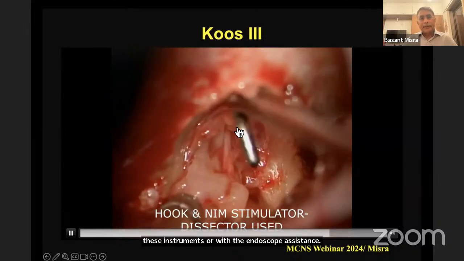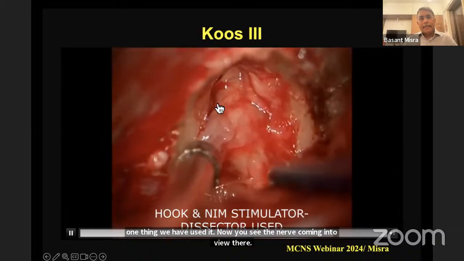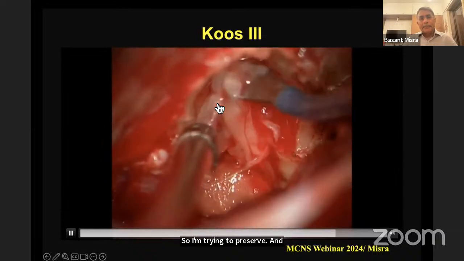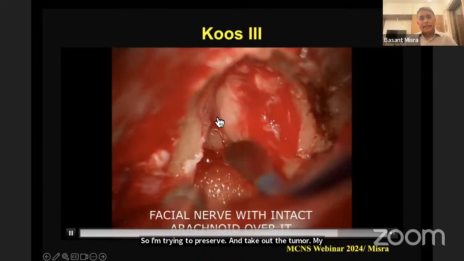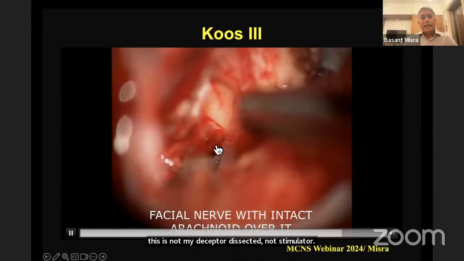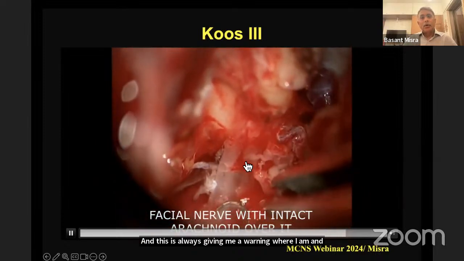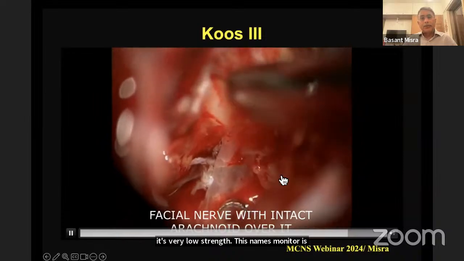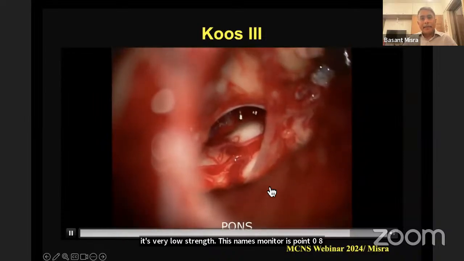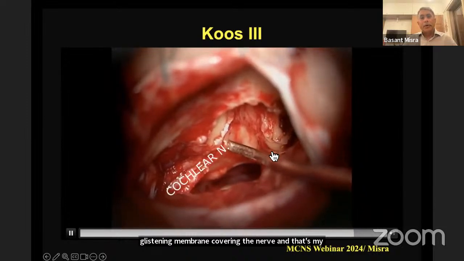Now you see the nerve coming into view there. So I'm trying to preserve the nerve and take out the tumor. This is my dissector nerve stimulator, and this is always giving me a warning where I am, and it's very low strength. This NIMS monitor is 0.08, the parameters I use, and you see that glistening membrane covering the nerve, and that's my landmark not to go beyond this.